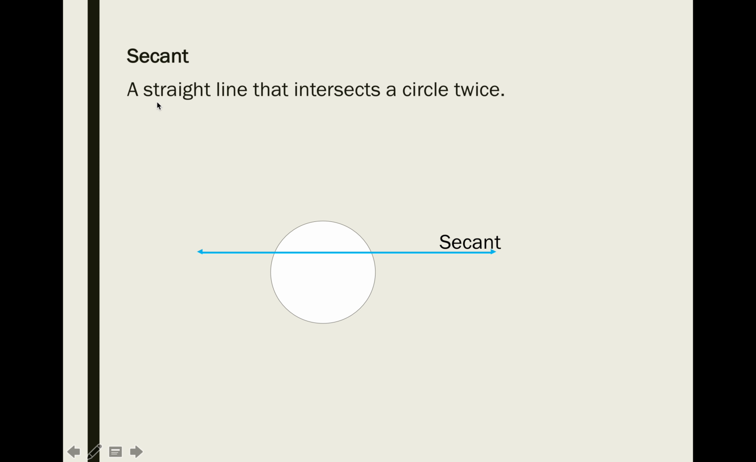A secant is a straight line that intersects a circle twice. So here's a secant, it hits it here, and it hits it here. So once and twice.